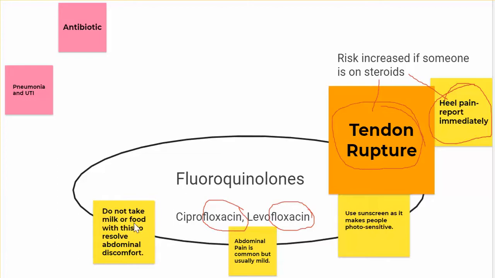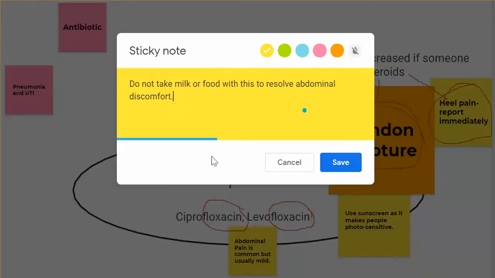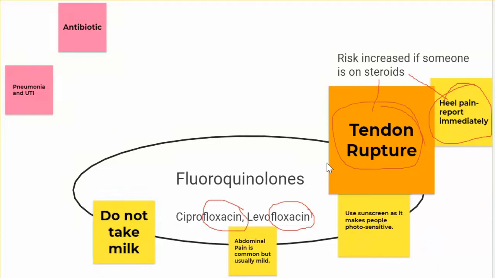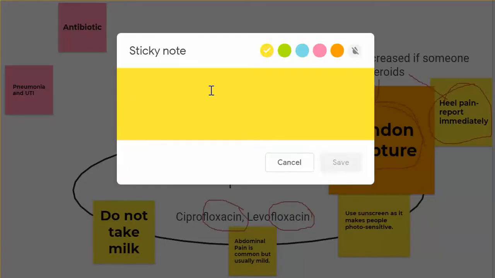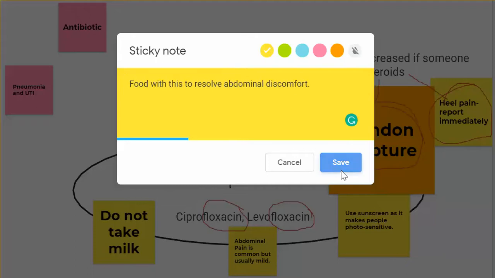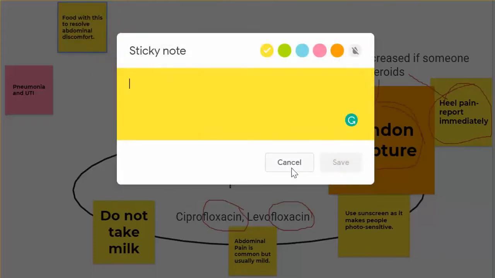Sorry, I'm going to repeat that a little differently. Do not take these at the same time as milk, okay? I'm going to say this a little bit differently. They can be taken with food to alleviate discomfort, okay? Let me just pull that up.